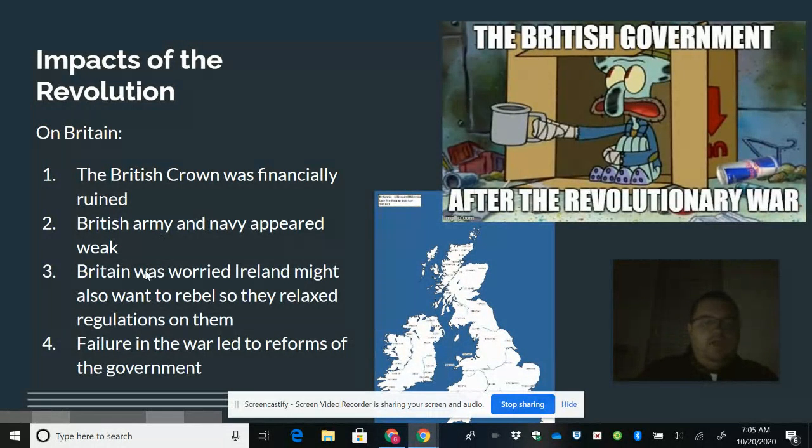Britain was worried Ireland might also want to rebel, so they relaxed regulations on them. Okay, they got worried about some of the other countries that they were in charge of deciding to rebel. So they actually listened to the colonists this time and relaxed regulations on them to try to make them happy. Okay, and if they had done that with the United States, we might still be under Great Britain's control even today. Failure in the war led to reforms of the government. Okay, so they're looking at things that they needed to change.